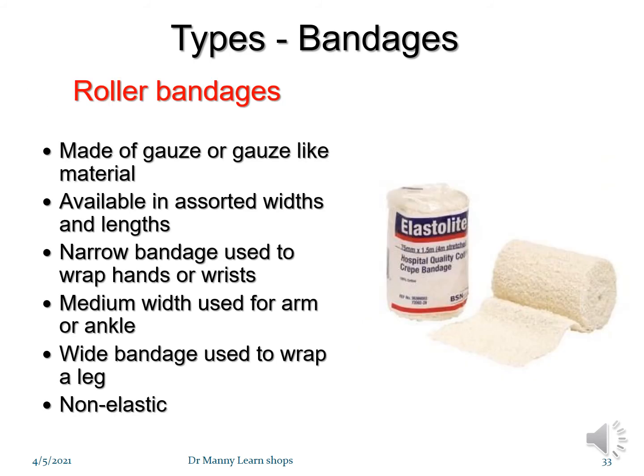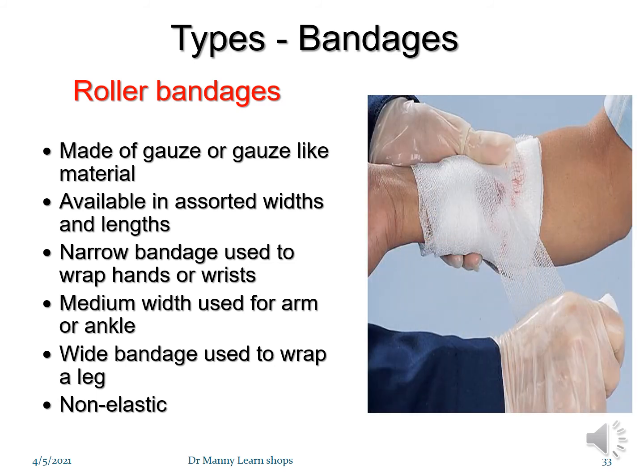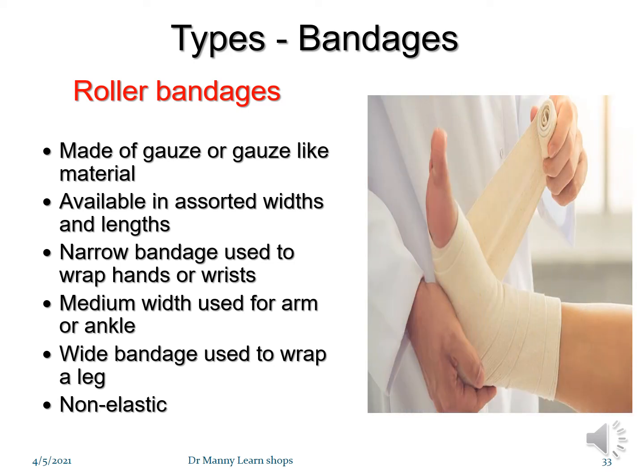What are some of the types of bandages that are available? Well, you've got roller bandages, and they're made of gauze or gauze-like material. They're available in assorted widths and lengths. Narrow ones are used for the hands and wrists, medium for the arm or ankle, wider to wrap the leg or possibly a foot. Non-elastic or elastic, they can be.